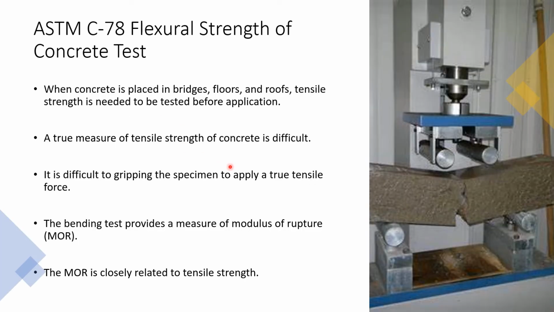ASTM C78 is your flexural strength test. It's a little bit different, the instrument is. So here we're using a little bit longer beam. So when the concrete is placed in bridges, floors, and roofs, tensile strength is very necessary to be tested because we need the concrete to be very strong to support many different vehicles with different weights passing over it. So the floor is the same thing, okay, because floors are built one over another in skyscrapers, and also roofs, the same thing, very important. Of course, the concrete roofs we're talking about.